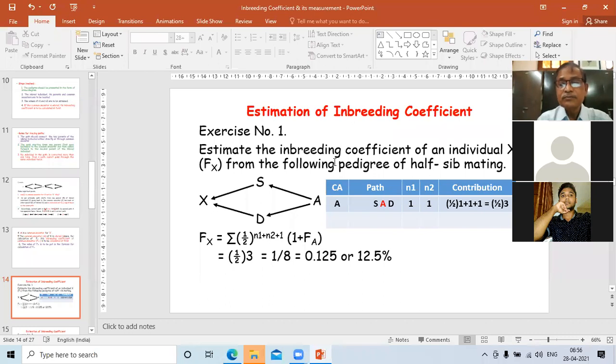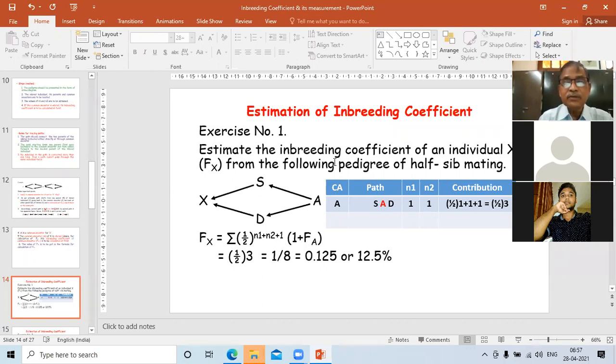N1 is equal to the number of generations from S to the common ancestor, that is 1, and the number of generations from the other parent, that is D, to the common ancestor A is N2. So the value of N2 is also 1. So what will be the total contribution? That is half to the power 1 plus 1 plus 1. That is N1 is 1, N2 is 1, and 1 is added. So half to the power 1 plus 1 plus 1 is equal to half to the power 3.